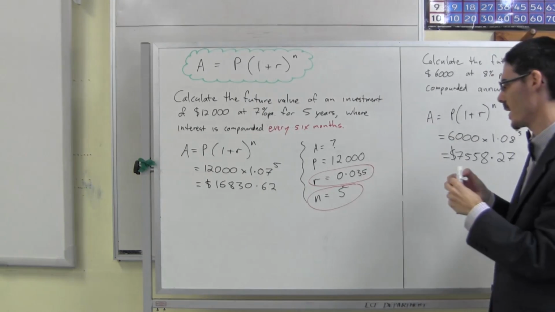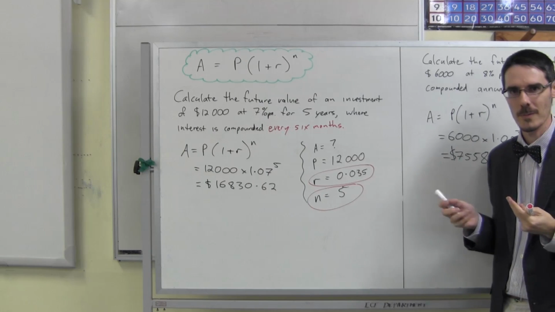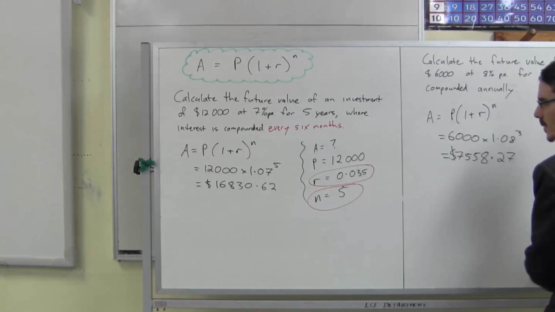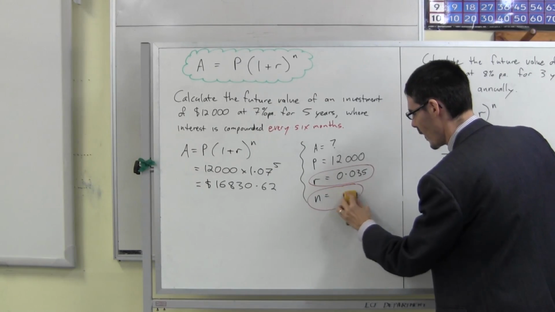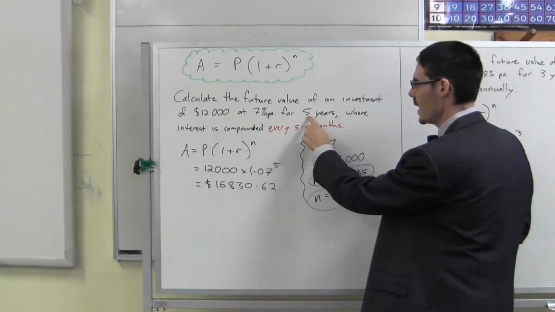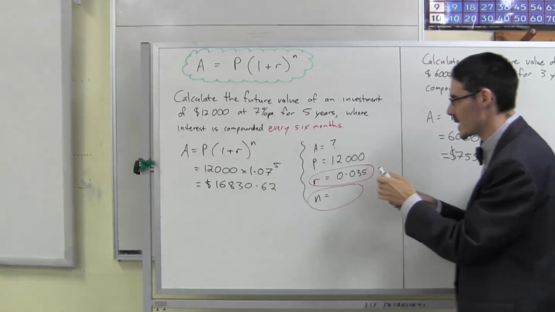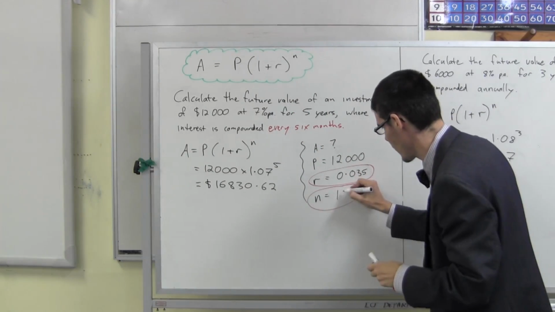0.035, 3.5% per term. And this number is the number of terms. Well, instead of being 5, it's 5 years. How many lots of 6 months are there in 5 years? There are obviously twice as many, 10.